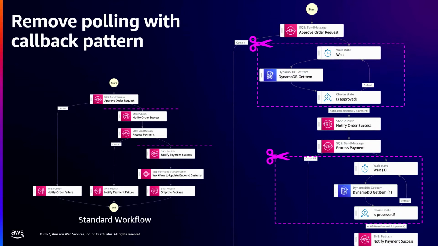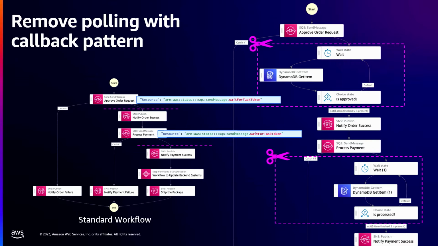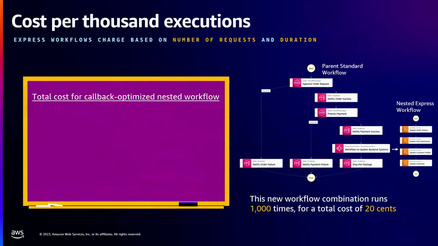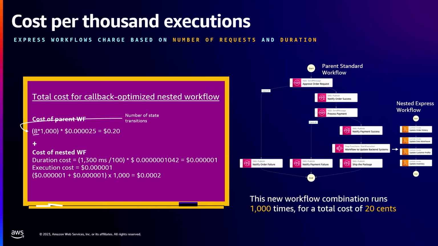So let me put that back into my workflow. What I'm going to do is take out those polling loops, and on the state before the polling loop, in this case an SQS queue, I'm going to add this little syntax that says wait for task token. That means my workflow will pause there until it receives the task token back from another service. And to look at how that affects my costs, now I only have 8 state transitions, so my overall cost is just 20 cents.